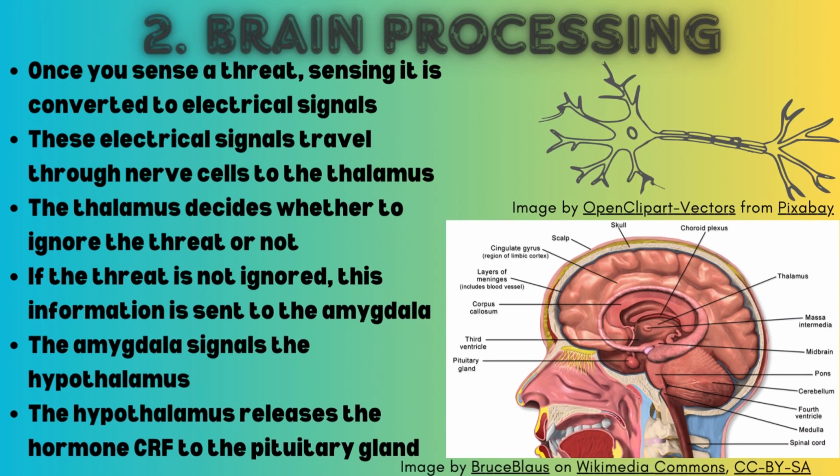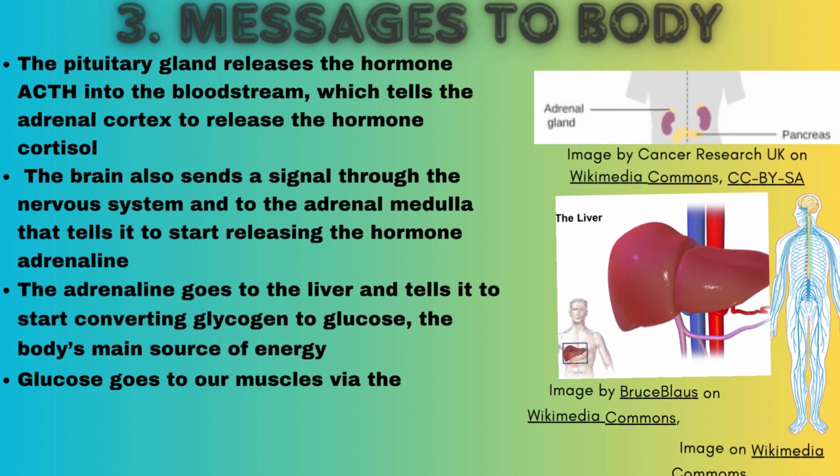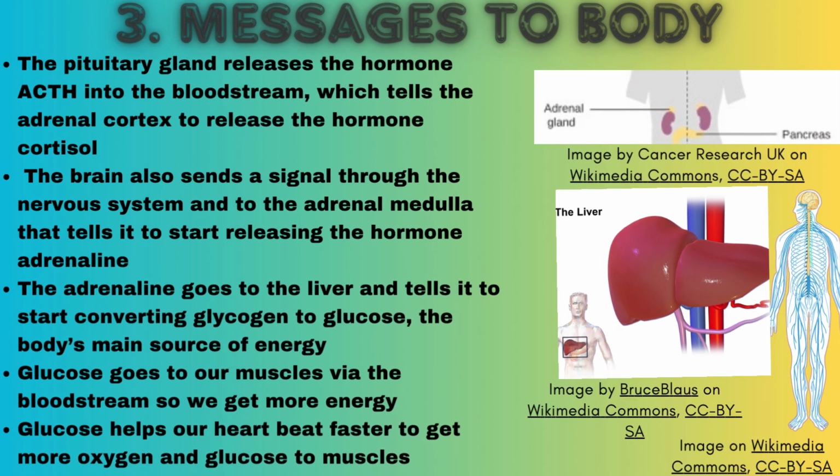Once you sense a threat, that feeling of sensing a threat is converted to electrical signals that travel through tiny nerve cells, like the one shown on the upper right, to the brain. The thalamus in the brain decides whether to ignore the threat or not, and if it isn't ignored, then a message is sent to the amygdala, which is basically where your emotions are processed.